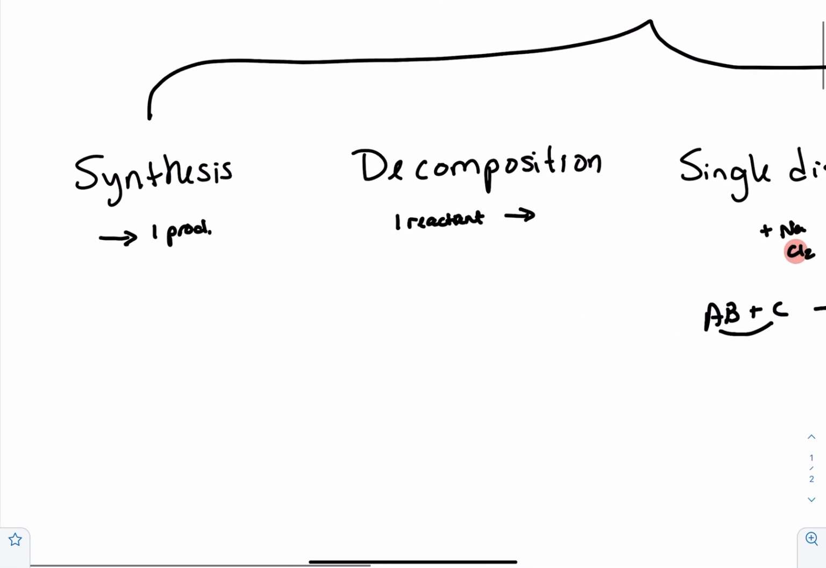We will still ask you to balance synthesis and decompositions, but we will not ask you to predict, especially not this product. You're not going to have to predict these products here. Synthesis, it's one product, so you should be able to stick it all together, but sometimes it sticks together a little bit weird. There are rules, but it's beyond the scope of what you have to know for this class.